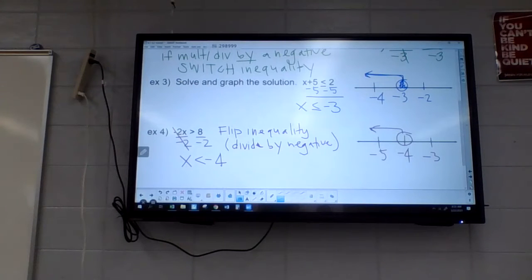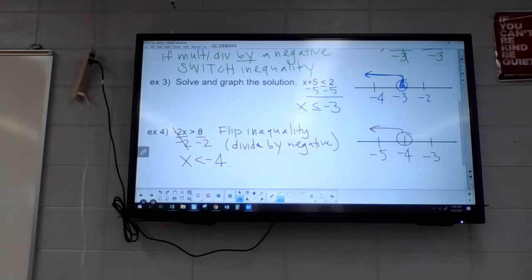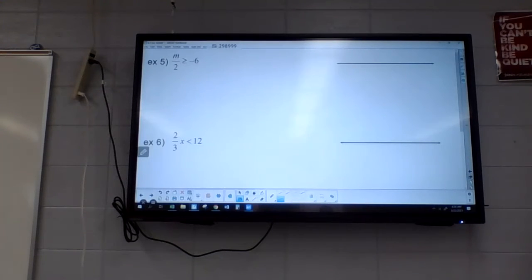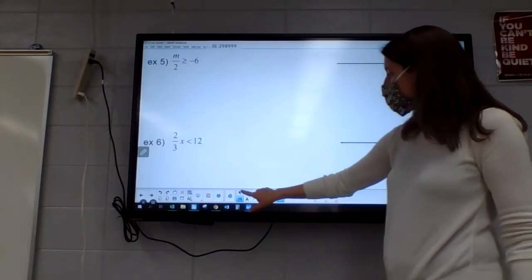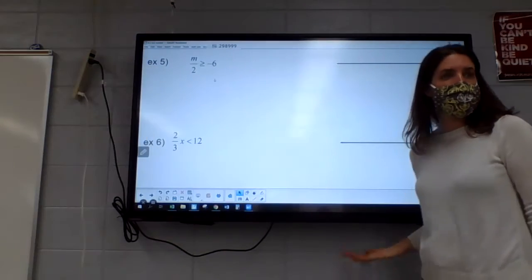So why don't you guys take a look at the next problem, see if you know what you need to do. And then also the question is, do we need to flip on example 5? So take a minute to look at example 5. Make a decision about that. How do we get the m alone in this one? What are we going to do to get m alone here?